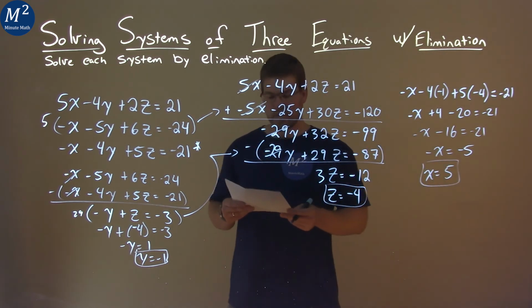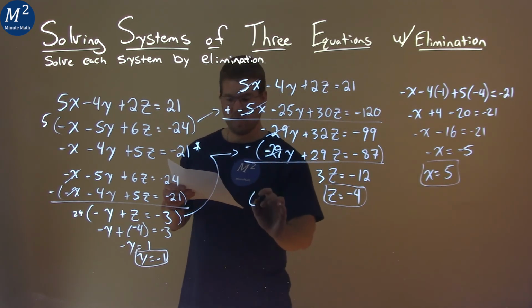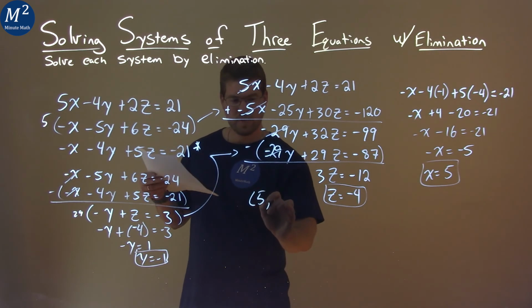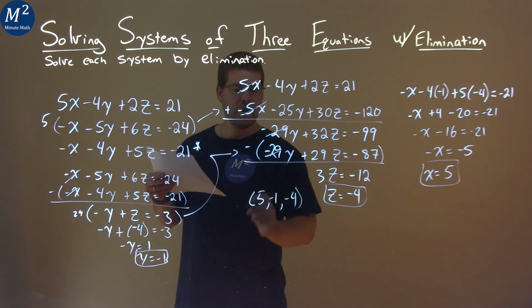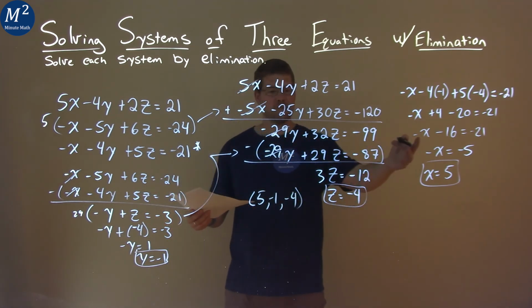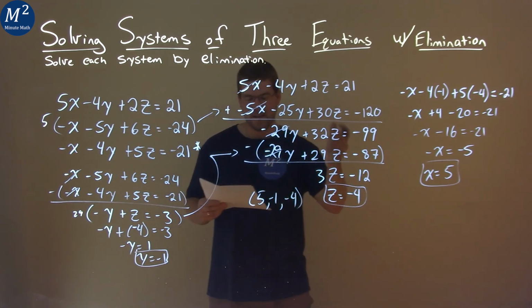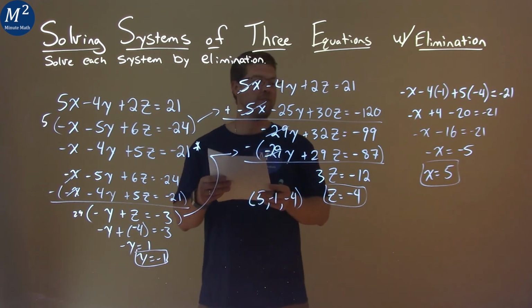So if we want to write this as a coordinate point, our x value is 5, y value is negative 1, and z value is negative 4. And so our final answer here is x is 5, y is negative 1, and z is negative 4.